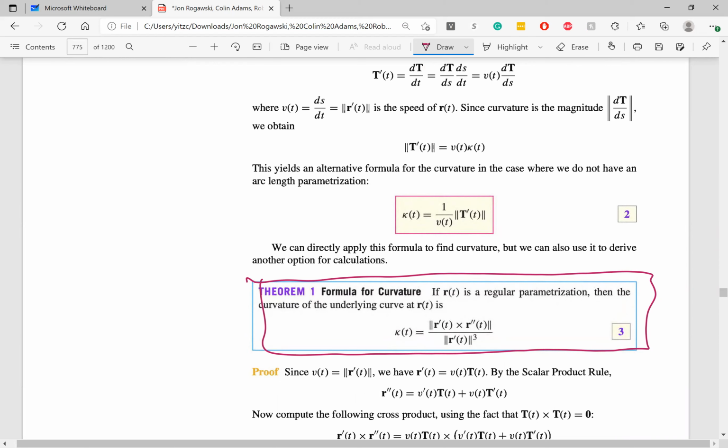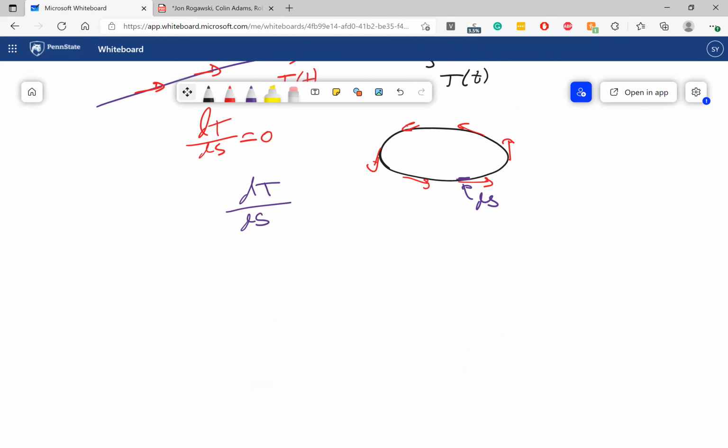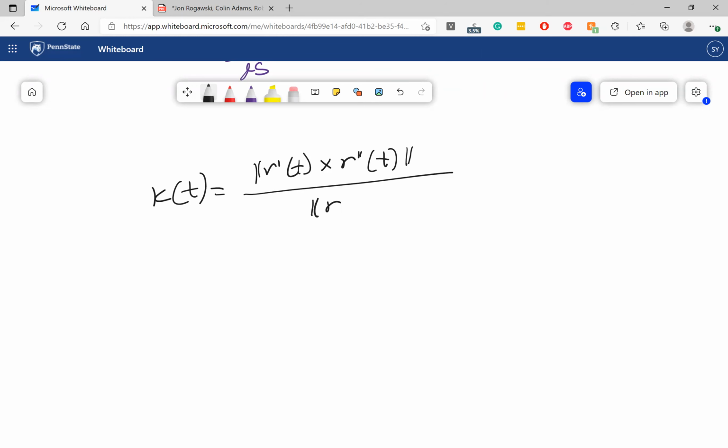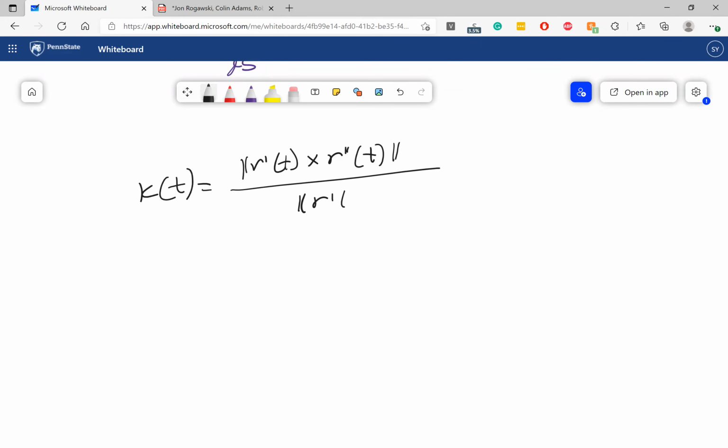Okay, so now the question is, why this formula? What's an intuition that can help us understand this formula? So let me rewrite it over here. K of t is equal to, and note that the answer that you get is a number. Your curvature is some number. R prime of t cross r double prime of t over the magnitude of r prime of t cubed.